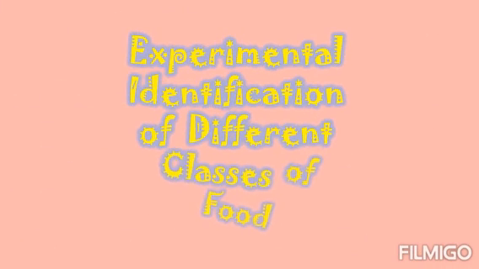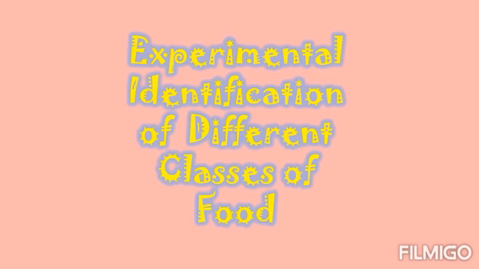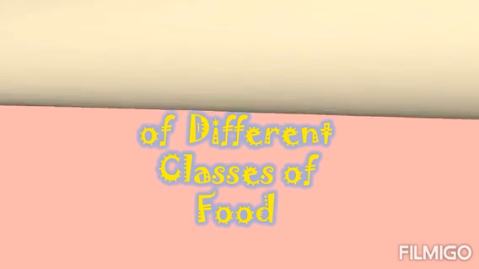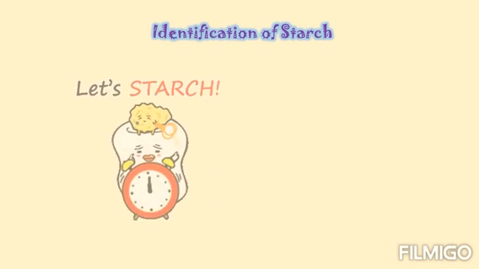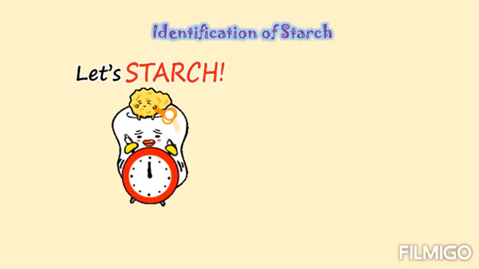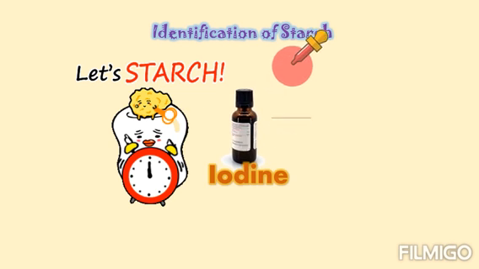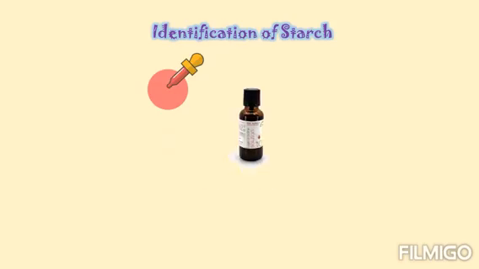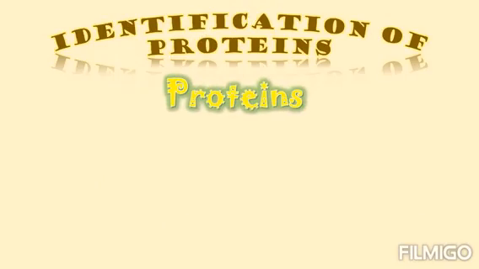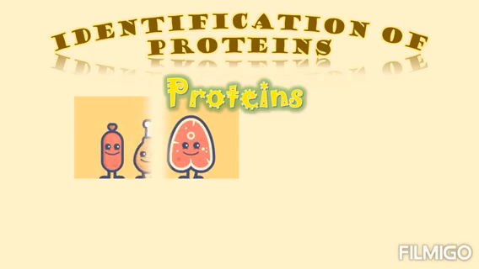Now, if we move to our last topic, how can we experimentally identify the different classes of food? Precisely, we start with starch. Starch can be identified by making the iodine test. We use iodine solution, which has a brown-orange color. A few drops are added to the food that may contain starch, and after a few seconds we obtain a dark blue color.